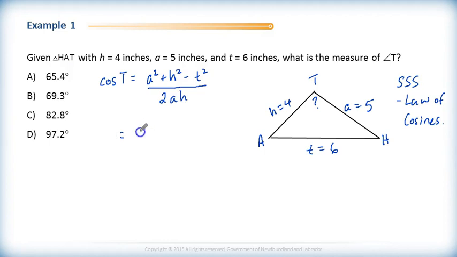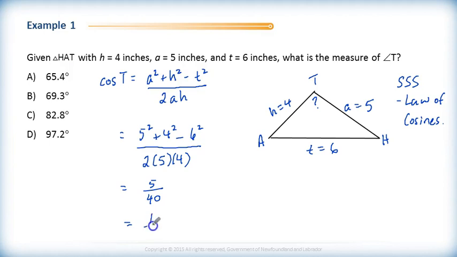Lowercase a is 5, so we have 5 squared. h squared is 4, so we have 4 squared there, minus 6 squared for our t squared, all over 2 times 5 times 4. 25 and 16 is 41, minus 36 is 5 for the top. And in the bottom we have 2 times 5 is 10 times 4 is 40. So that's really 1/8 when we simplify.